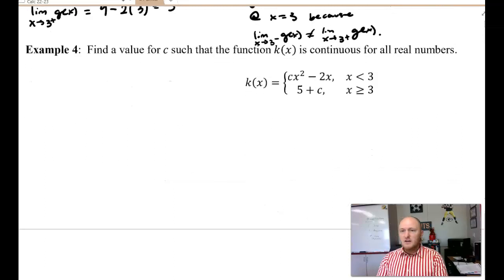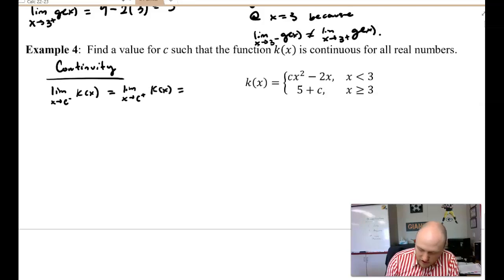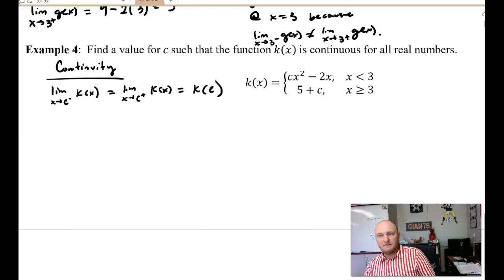Example number 4. Find a value for c such that the function k of x is continuous for all real numbers. I just briefly want to recap. What does it mean for continuity? It means that the limit as x approaches c from the left of a function, for this it's going to be k of x, has to be equal to the limit as x approaches c from the right of k of x, which has to be equal to the actual function value, k of c, whatever that value is.